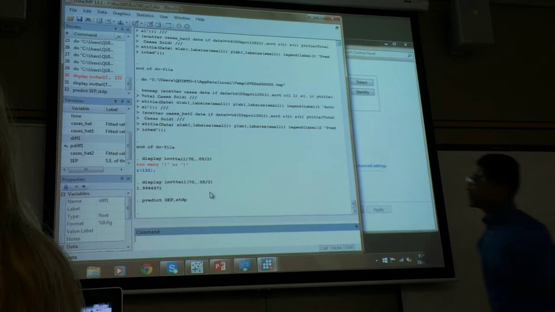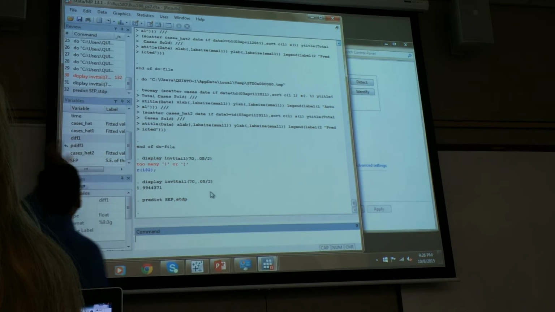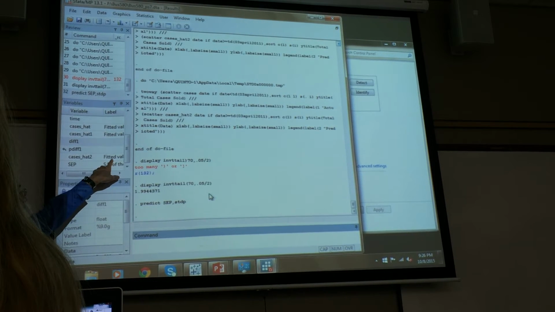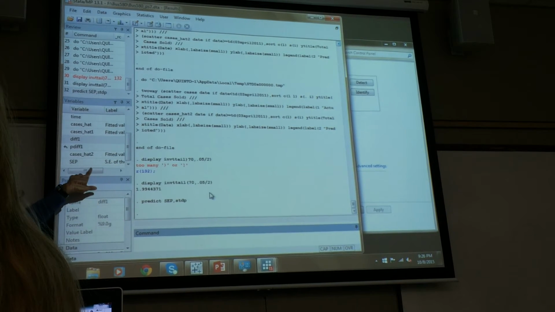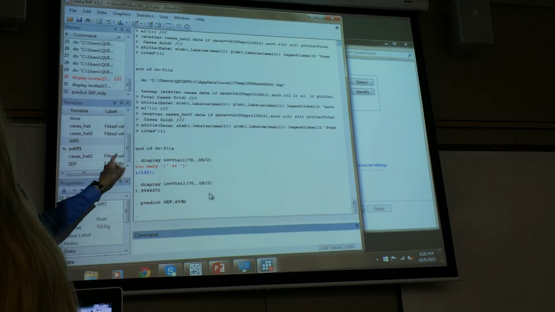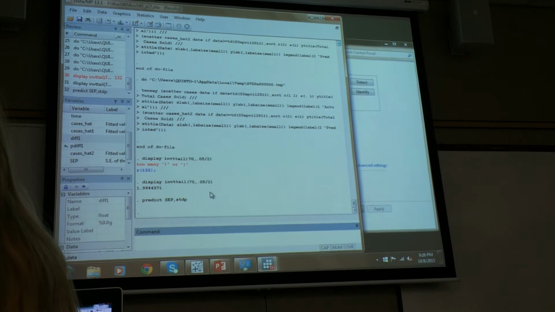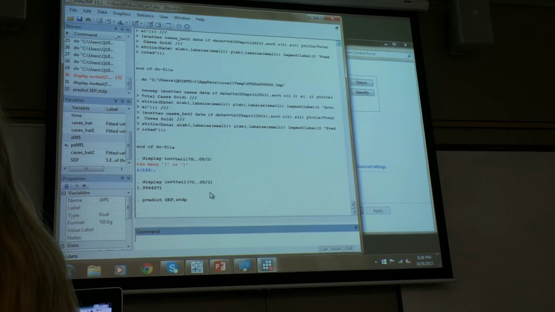And if you can kind of see it, Stata gives it, well, cases hat is our fitted or predicted values, and SEP is the standard error. If you can see the whole thing, it says it's the standard error of the prediction.